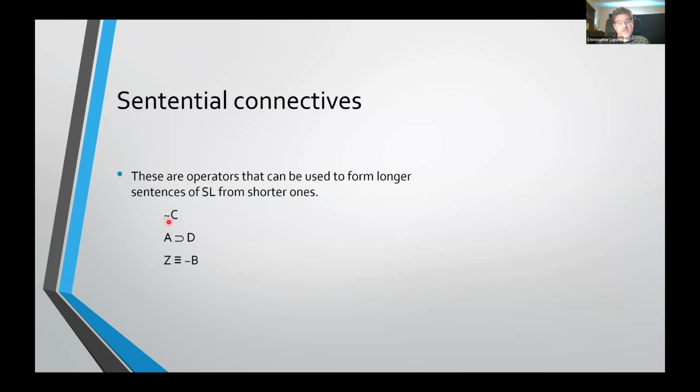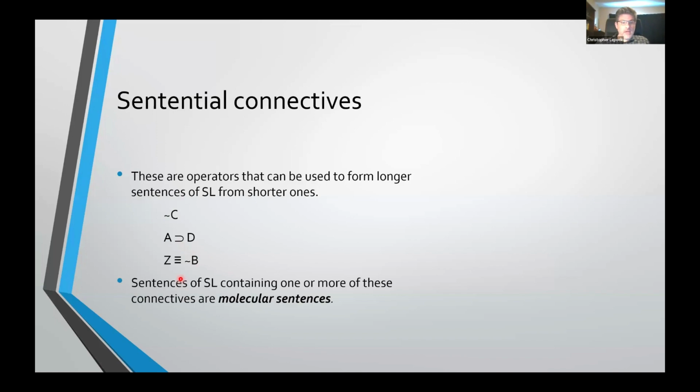This stands for not, and the symbol itself is referred to as a tilde. So tilde and then sentence letter, that's a longer sentence. Here you've got two atomic sentences, and then you've made a longer sentence out of them by putting this symbol in between. This is called a horseshoe. Same sort of thing down here. These are referred to as molecular sentences: anything that contains one or more of these connectives.